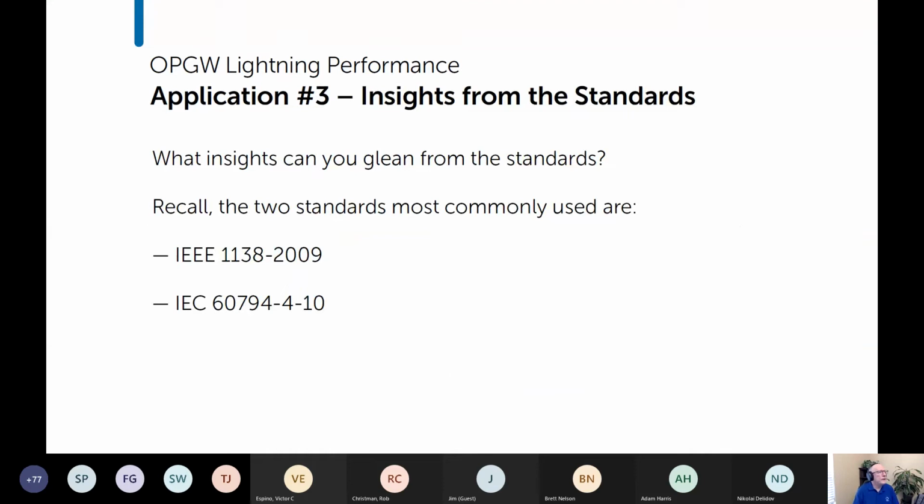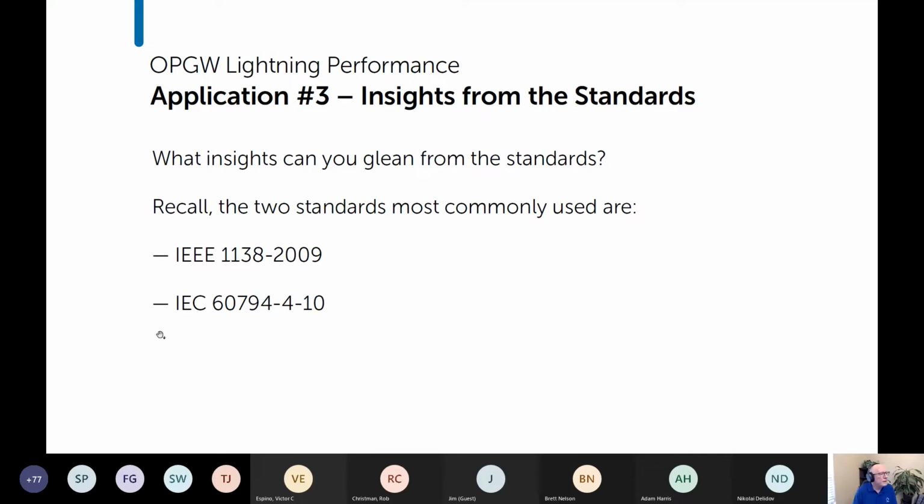So your third resource was the standards. And so we're going to talk a little bit about the standards. What can you learn from the standards? The two most commonly used in the world are IEEE 1138. The 2009 edition is still in effect, but there is a revision that's coming out real soon. It's been voted out of committee already, but it's got to go through some additional processes within the IEEE organization to get approved and officially released. My best guess is that will happen this year.